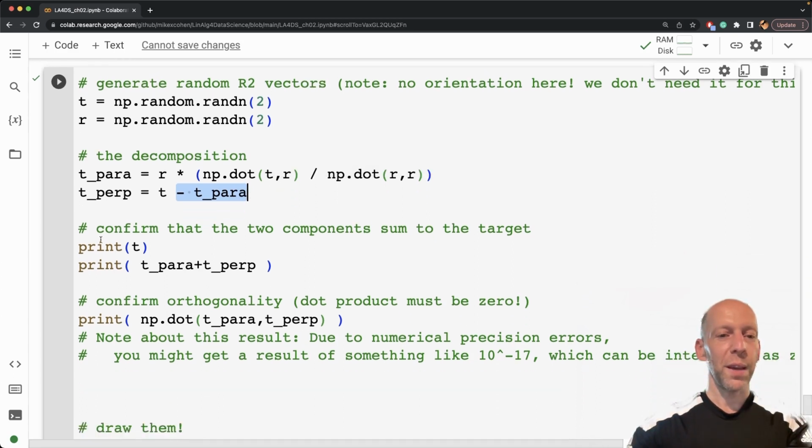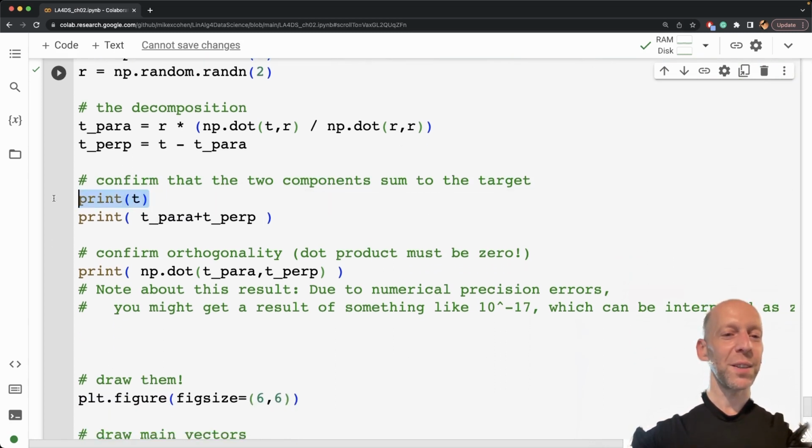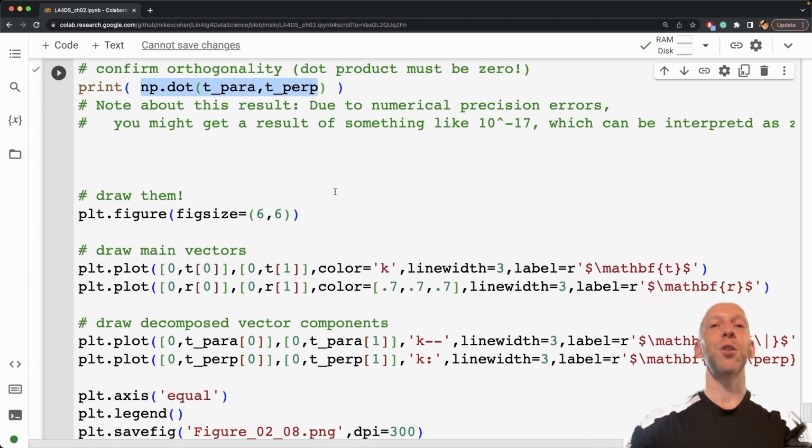Okay, so then I print out this, although this is not going to be super interpretable. We want to see that vector t equals t parallel plus t perpendicular. So the decomposition should be perfect. These two should sum to this. That's not going to be a big surprise based on how I define this. But we also want to confirm the orthogonality, and this result should be 0. Of course, it should be 0 in theory, but in practice on computers it might be non-zero, but very, very small.